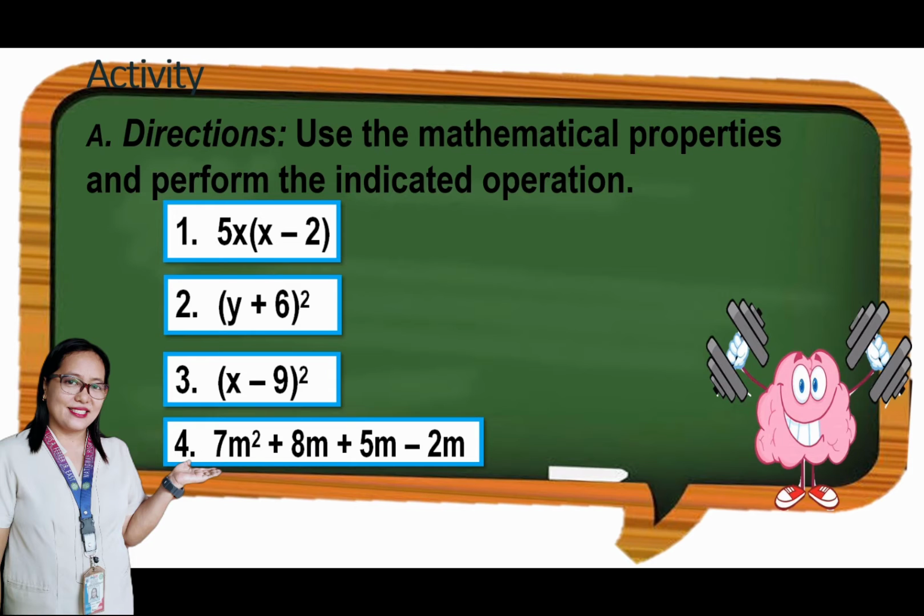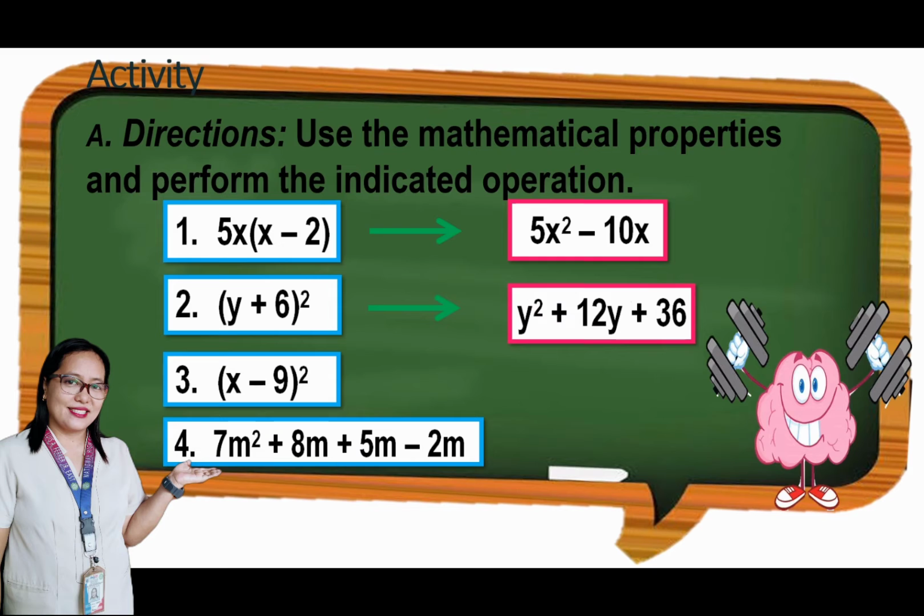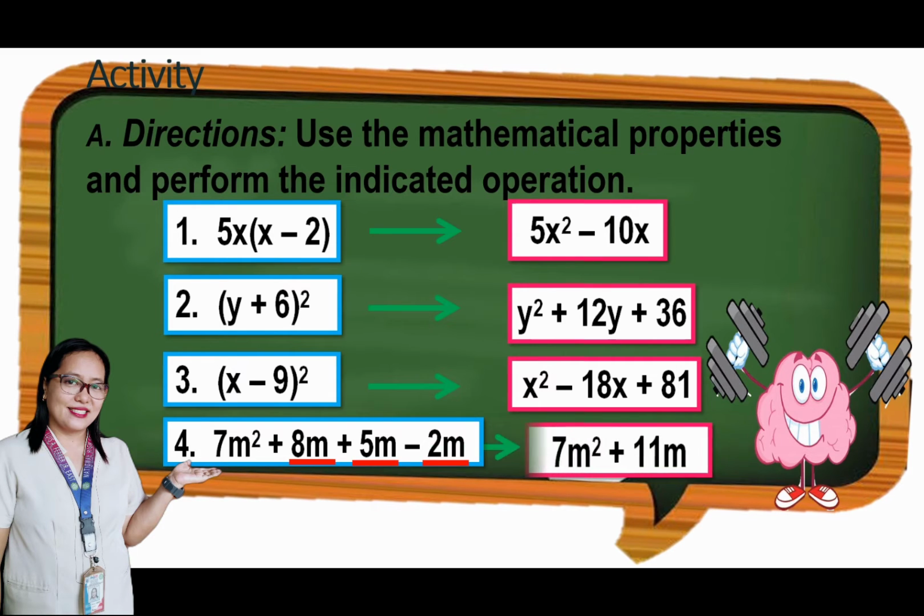So to find the answer, let us have number 1, applying distributive property. So that's why we have 5x squared minus 10x. Number 2, y squared plus 12y plus 36. Number 3 is x squared minus 18x plus 81. So that is the square of binomial. Next, number 4, we have 7m squared plus 11m. So that is combining similar terms.